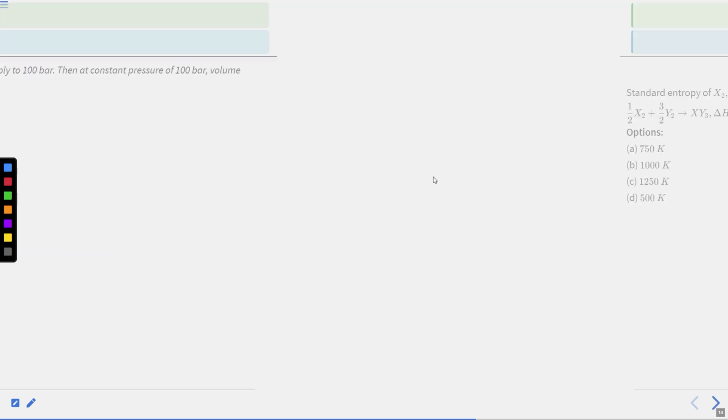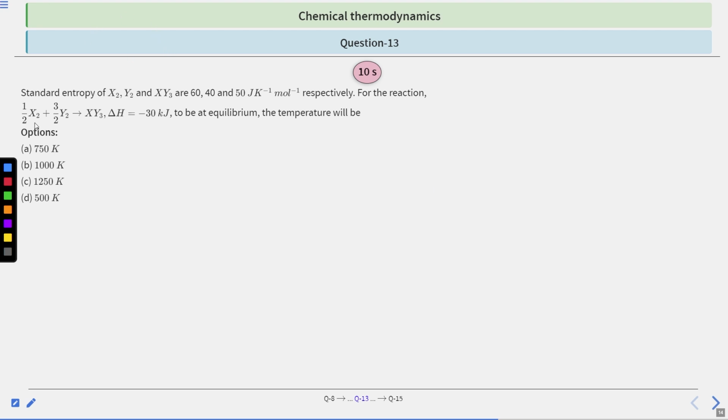Okay. So let's move to the next question. Question number 13. Standard entropy of X2, Y2 and XY3 are 60, 40 and 50 joule Kelvin inverse mole inverse respectively. For the reaction, half X2 plus 3 by 2 Y2 will give you XY3, del H, change in enthalpy, is minus 30 kilojoule. To be at equilibrium, the temperature will be, options are 750 Kelvin, 1000 Kelvin, 1250 Kelvin or 500 Kelvin. So you have 10 seconds to solve this question. After that, we will see the answer.